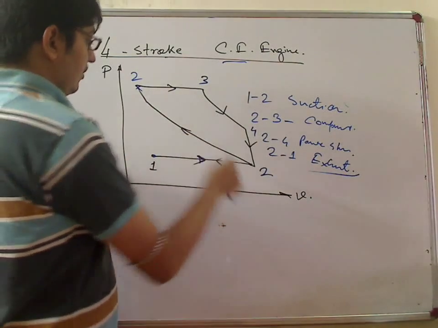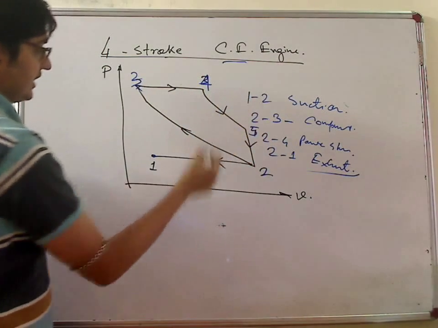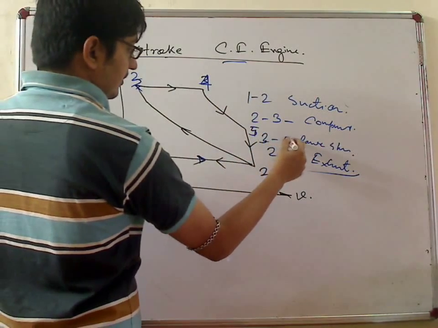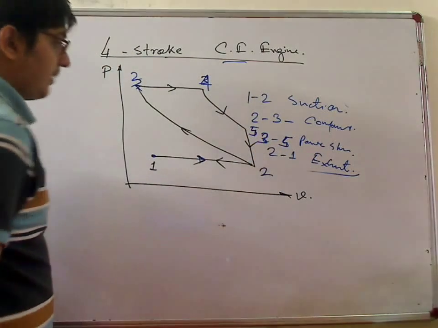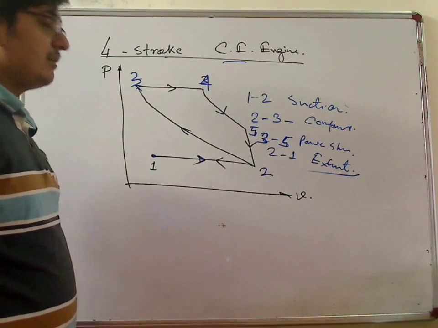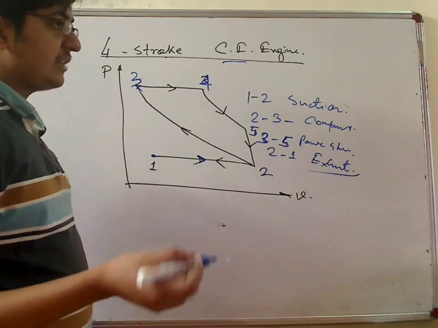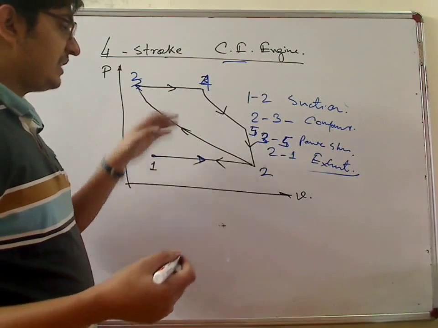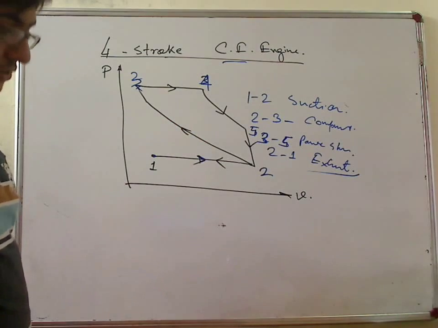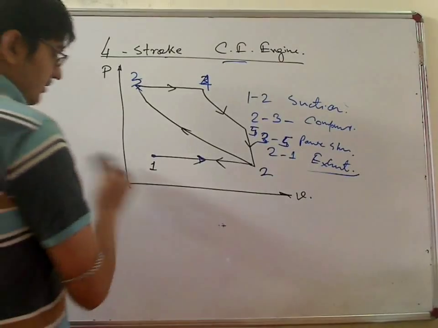Sorry, this is not 1, 2, 3, 4, it is 1 to 5. So 1 to 2 is suction, 2 to 3 is compression, 3 to 5 is power, and 2 to 1 is exhaust. And 5 to 2 is not a stroke. Due to the opening of the exhaust valve, the charge pressure reduces, and 2 to 1 is the exhaust stroke. So this is also a 4-stroke cycle. This is very clear.